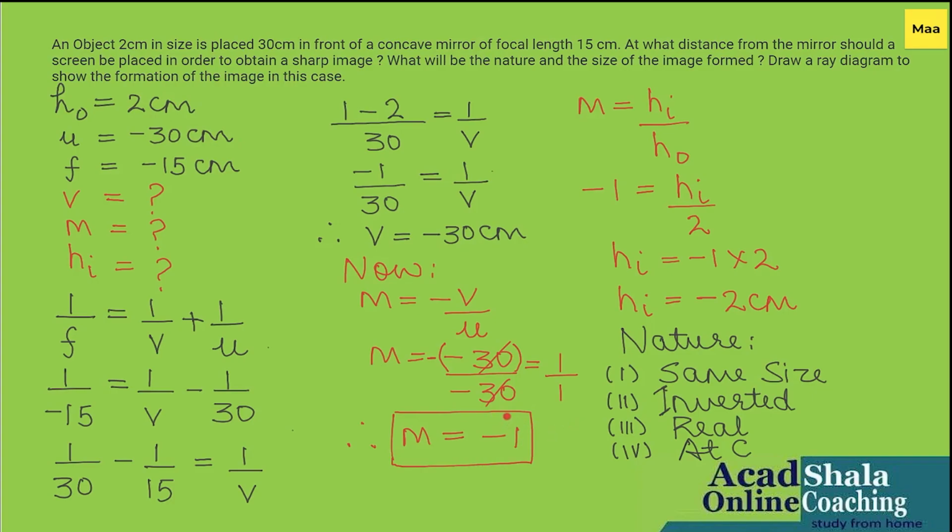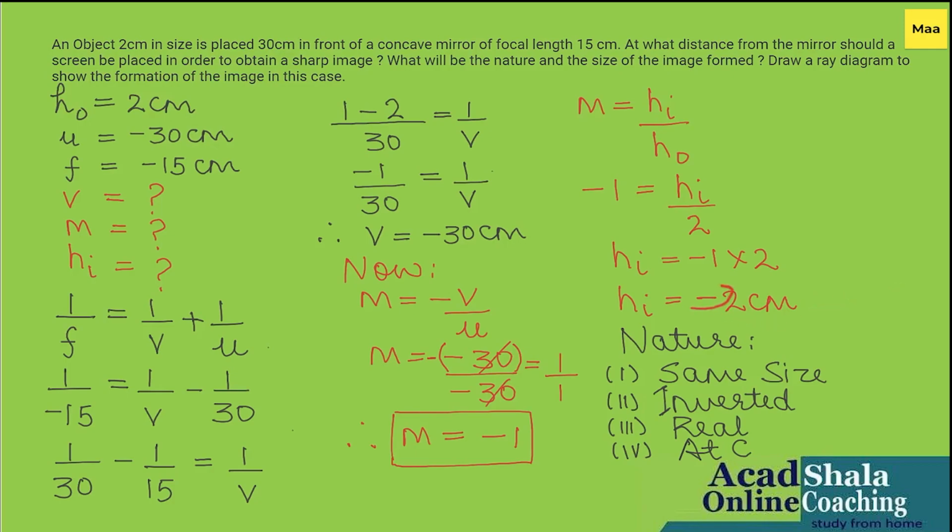Now after this, we have to find out the height of the image. So the formula is m is equal to hi upon ho, and we will put the value of m, that is minus 1 over here, and then hi upon 2. So the height of this image will be minus 1, cross multiply, minus 1 into 2, and this has come out to be minus 2 centimeter. I have also taken out the height of the image, which has come out to be minus 2 centimeter.